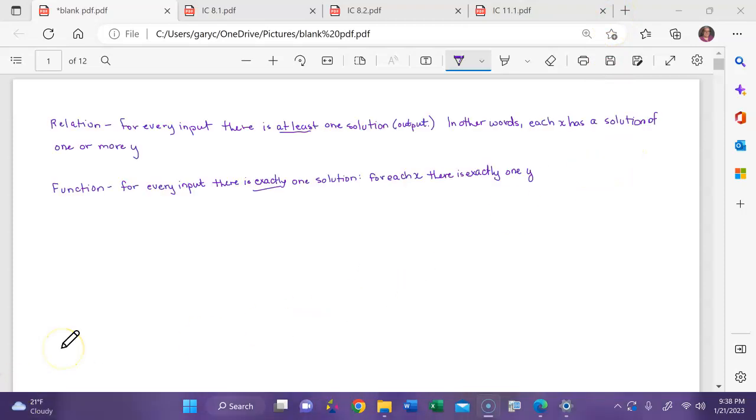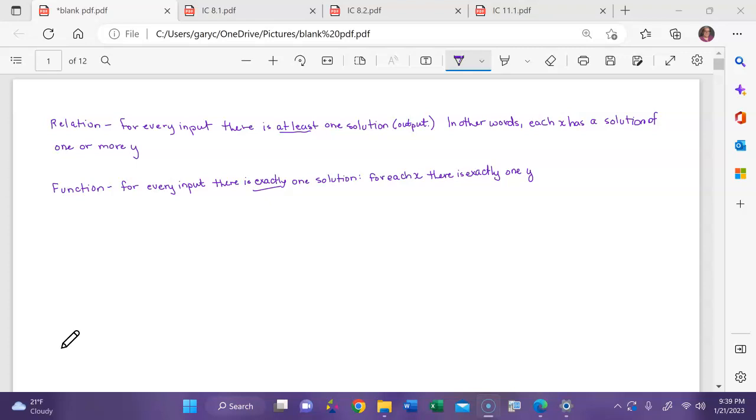the process of figuring out a relation versus a function. So what it boils down to is that for a relation, for every input that we have, or every x that we have, there is at least one solution or output. All right, so you can have more than one, but you have to have at least one.